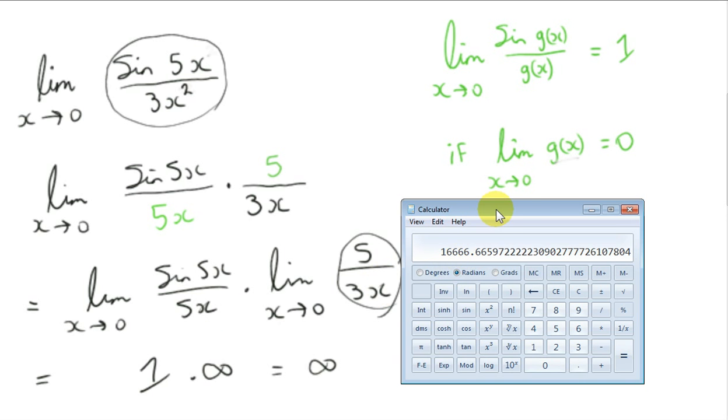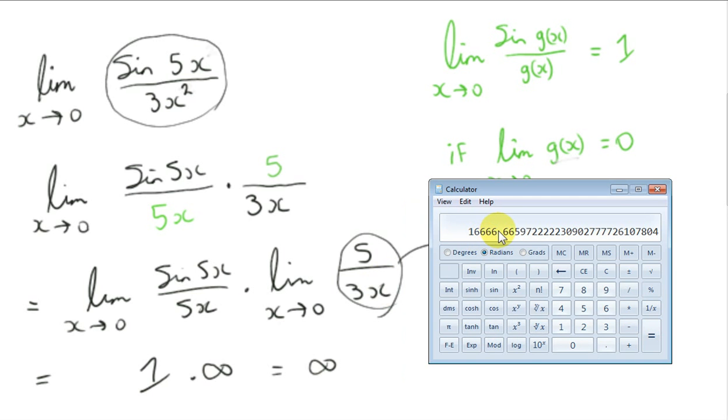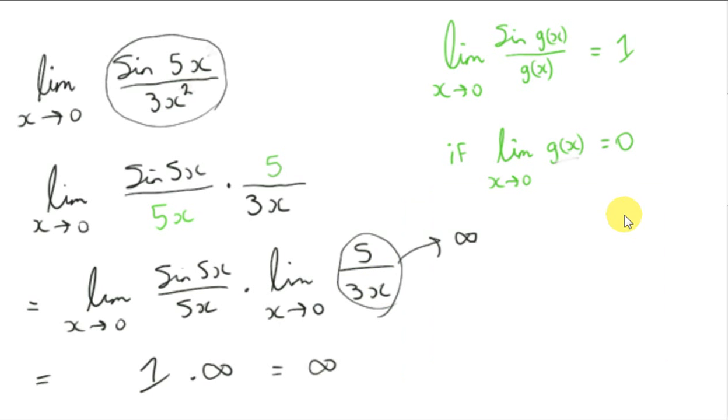We got plus 16,666. But if you take a negative number, you'll get a large negative value. So I won't do that, but you can get a large positive or negative value depending on whether x is approaching 0 from the left or the right. So to be more accurate, we should put in plus or minus infinity here, depending on which way we are approaching 0. When we take the limit as x approaches 0, we mean x can approach 0 from both sides. So we could get a very large positive or a very large negative number.